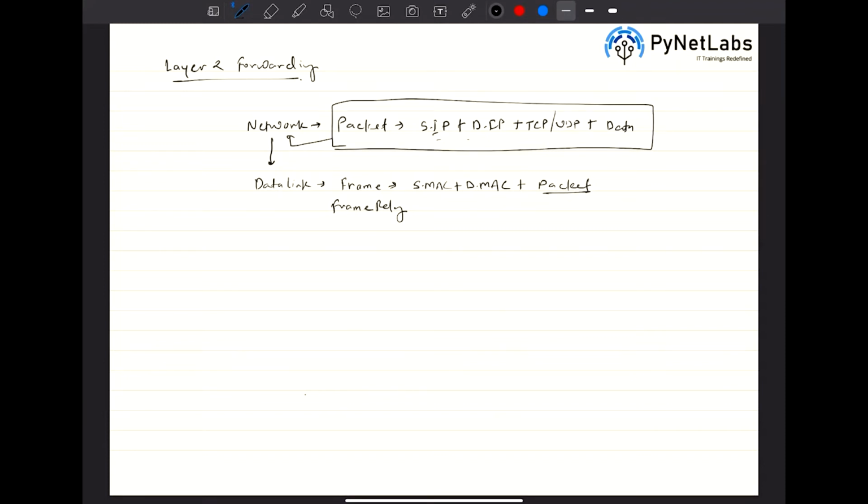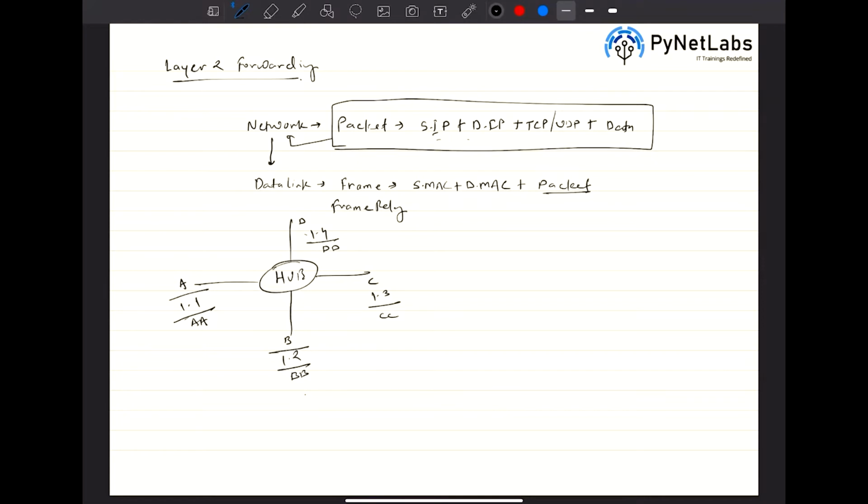So when we think about layer 2 forwarding, earlier you used to have something called a hub, right? Let's say multiple devices are connected to a hub: user A, user B, user C, and user D. User A has an IP address like, let's say, 1.1, user B has 1.2, C has 1.3 and D has 1.4, and they would also have some MAC addresses, let's say AA, BB, CC, and DD.